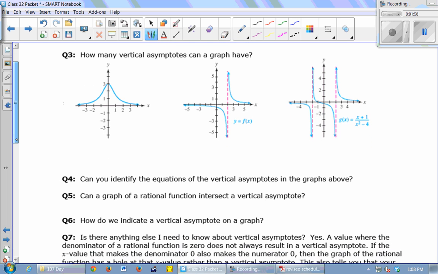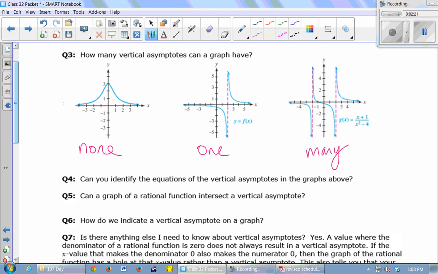All right, how many vertical asymptotes can a graph have? Yep, it can have 0. You can have a rational function that has none. You could have 1, and you could have many. It all depends on how many x values make your denominator equal to 0.